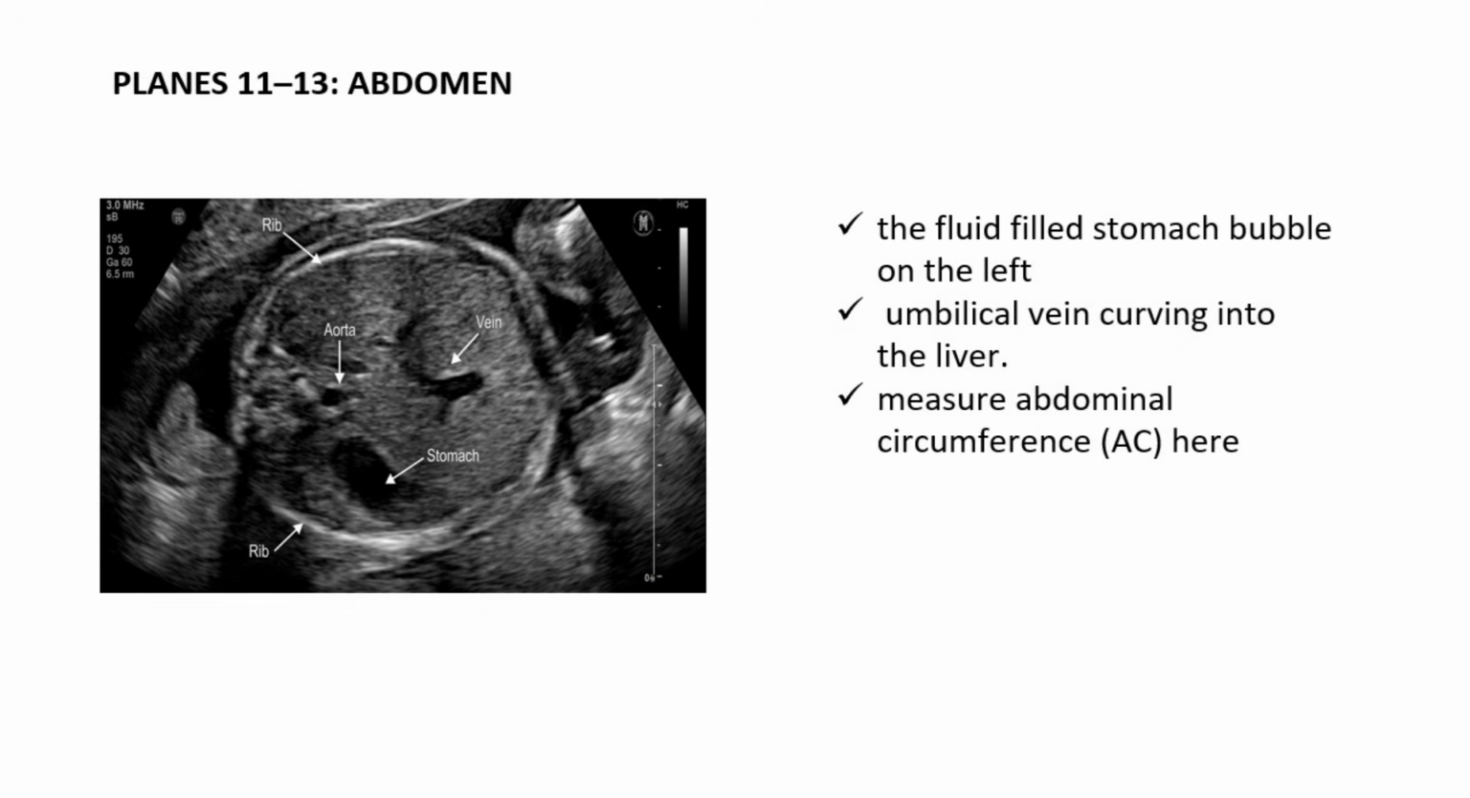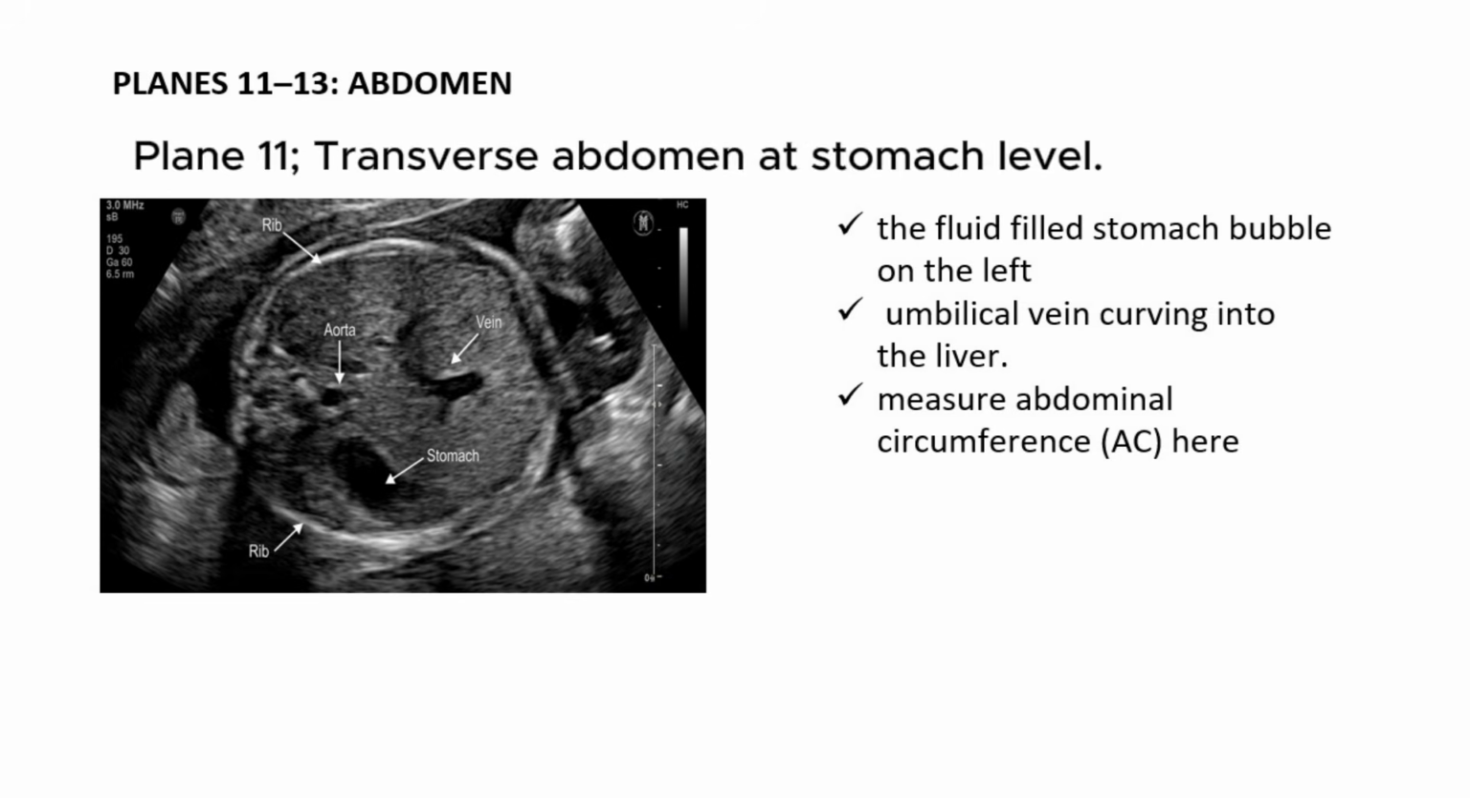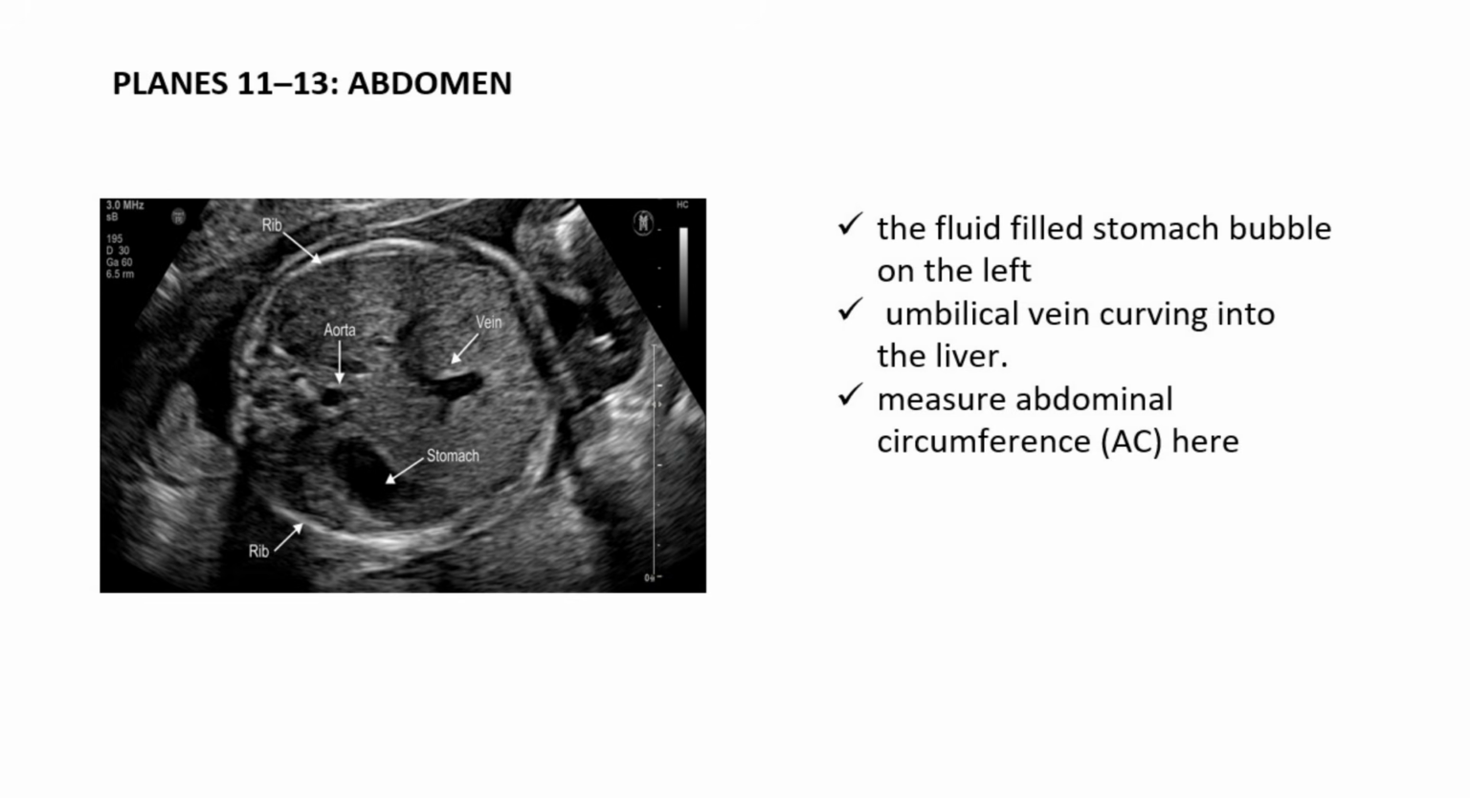Abdomen. Slide down from plane 10. Plane 11, transverse abdomen at stomach level. Identify the fluid-filled stomach bubble on the left and the umbilical vein curving into the liver. Take the abdominal circumference, AC, here. Refer if outside the normal range for gestational age.